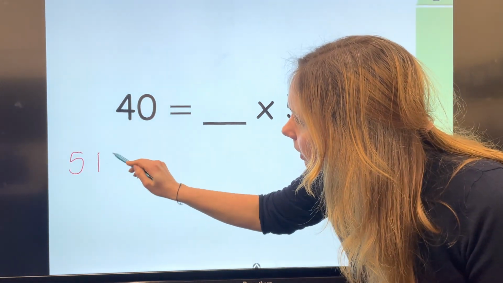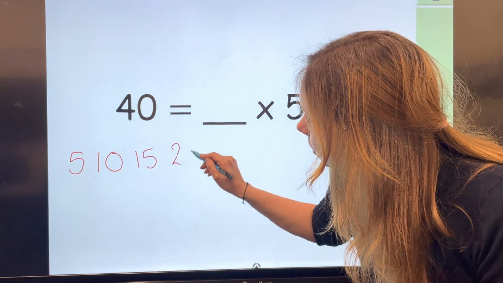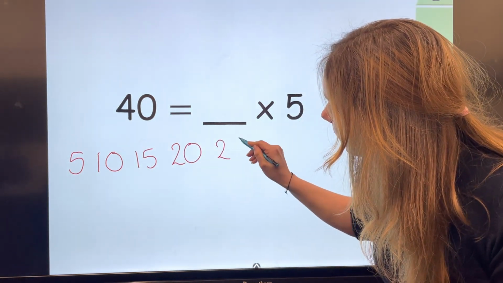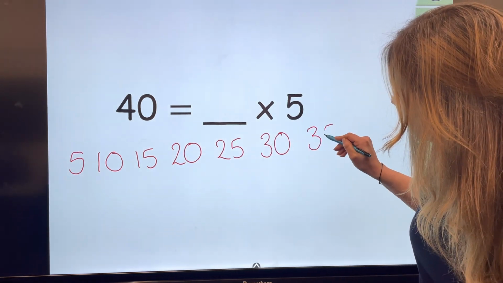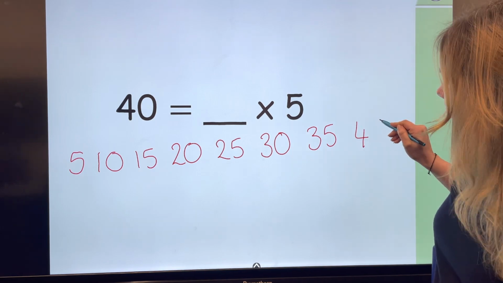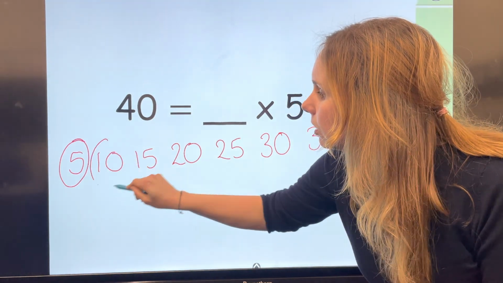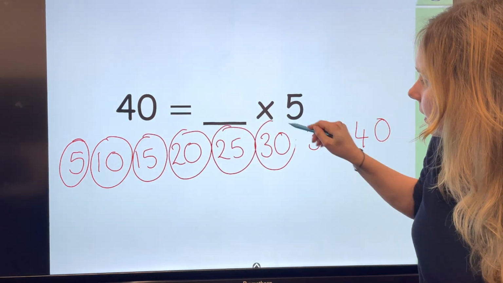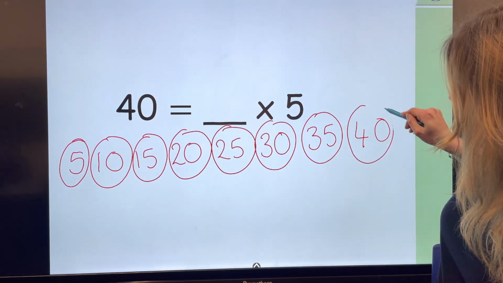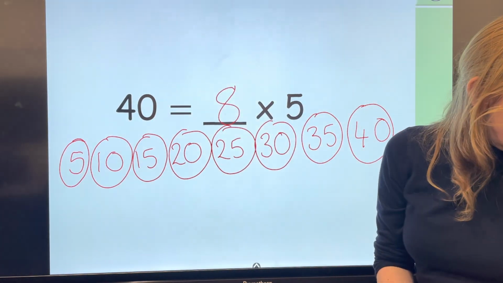5, 10, 15, 20, 25, 30, 35, 40. How many times did I count in 5s? 1, 2, 3, 4, 5, 6, 7, 8 times. 8 lots of 5 makes 40.